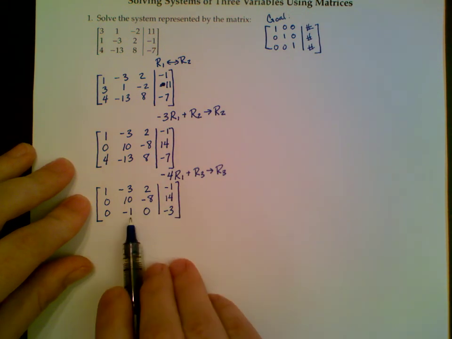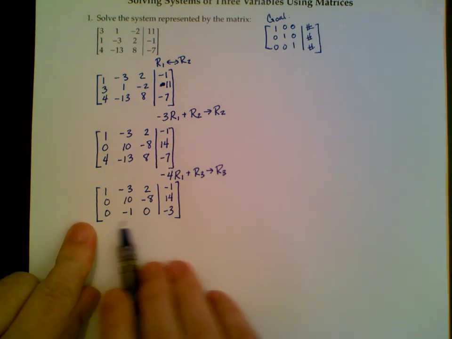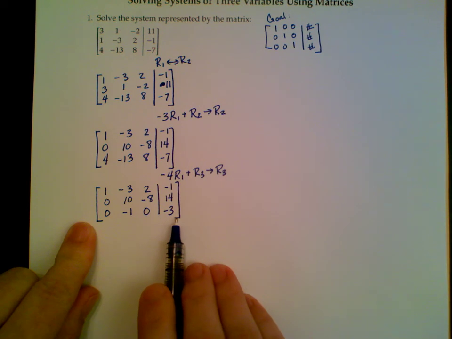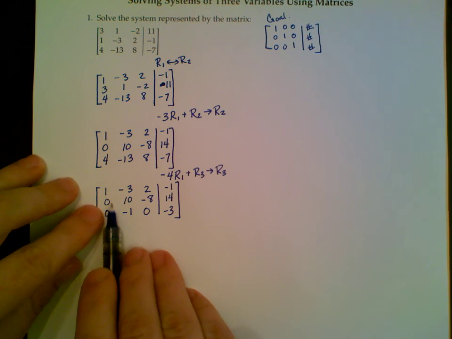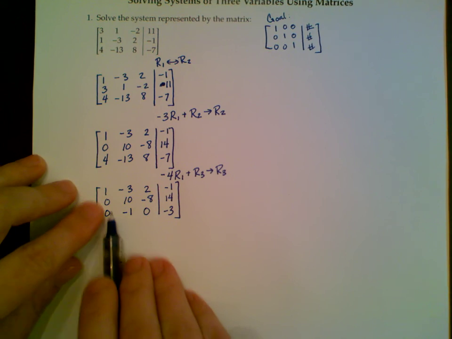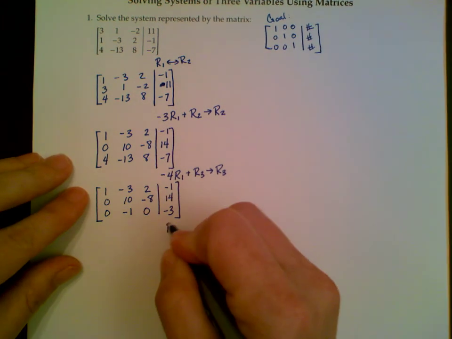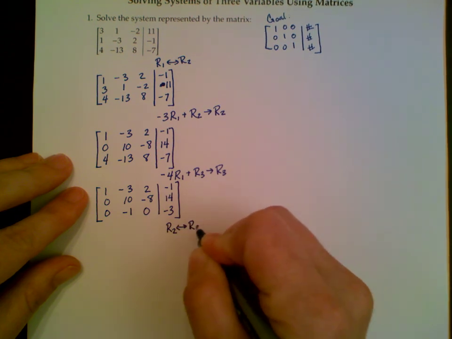However, this last row looks pretty much like I want my row 2 to look. Notice that if I swap these 2 rows, I won't be messing up anything about column 1 because both of these are zeros. So that's kind of nice. So what I'm going to do next is swap rows 2 and 3.